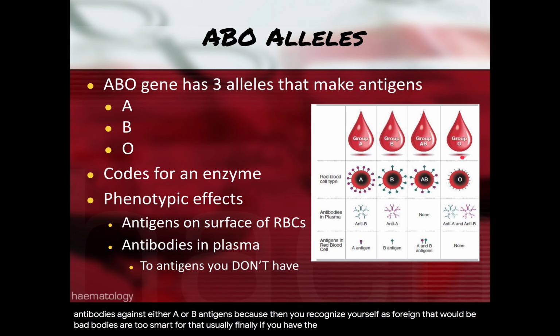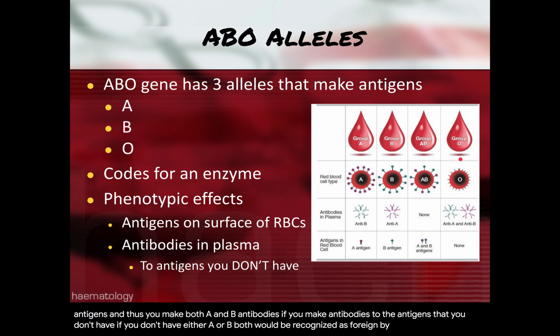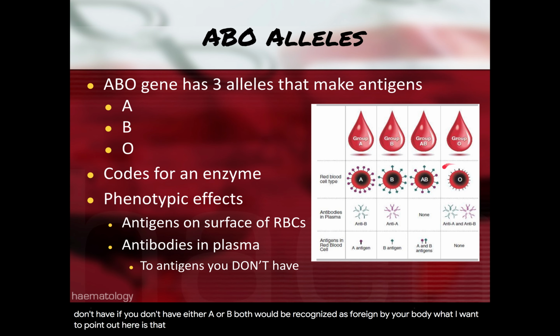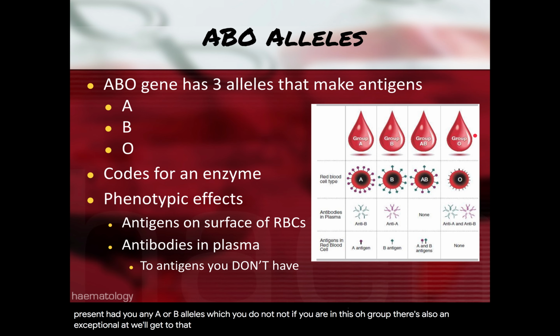Finally, if you have the O blood group, you make neither A nor B antigens, and thus you make both A and B antibodies, because you make antibodies to the antigens that you don't have. If you don't have either A or B, both would be recognized as foreign by your body. What I want to point out here is that you still have this little black stick that the antigens would attach to, were they present, had you any A or B alleles, which you do not if you are in this O group. There's also an exception to that, we'll get to that later.